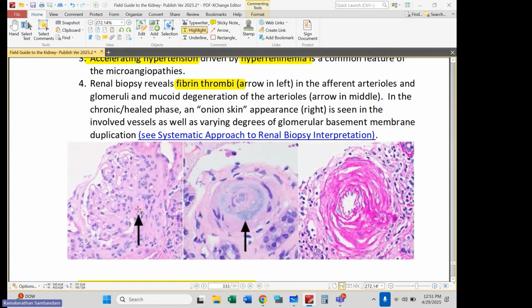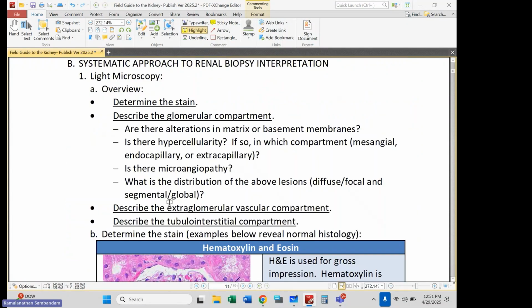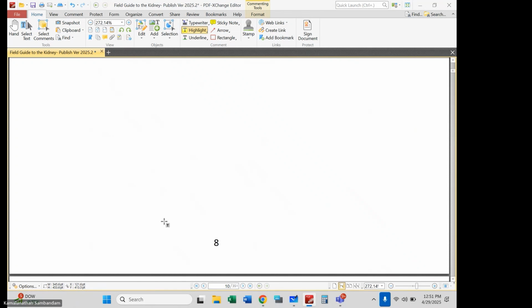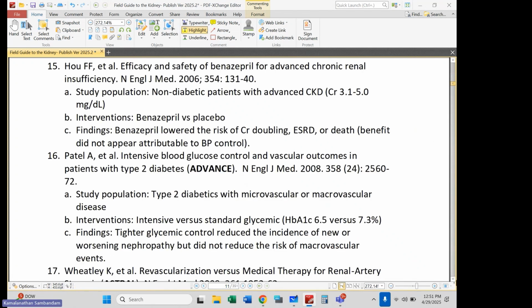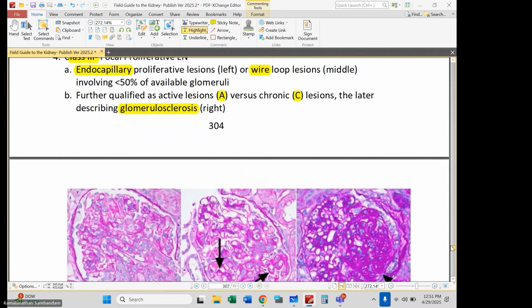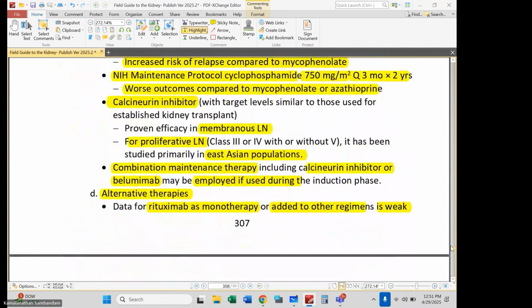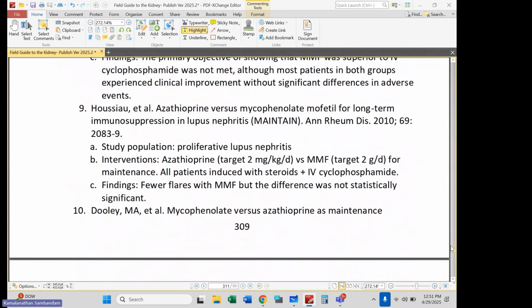Some of these have this sort of... well, how did I jump to a different part of our document? Sorry, let me find this again.